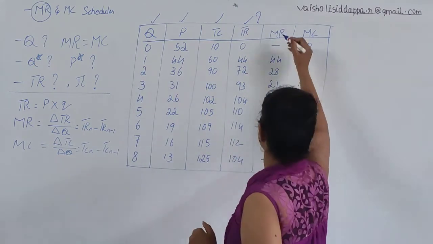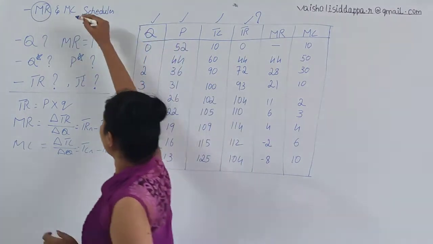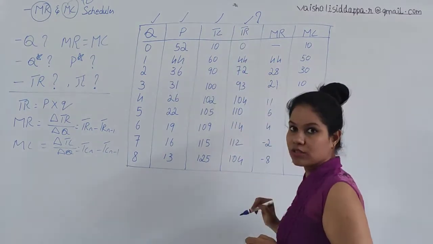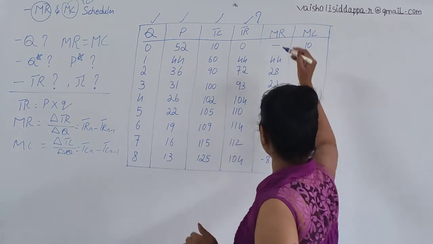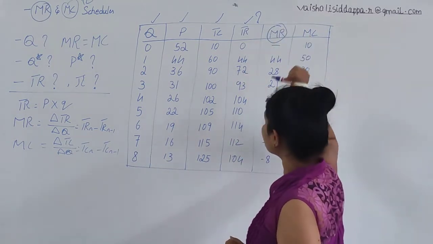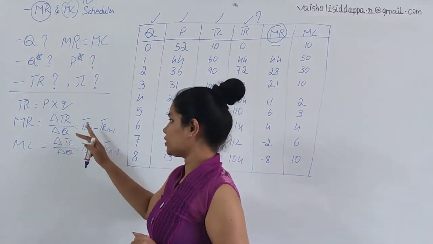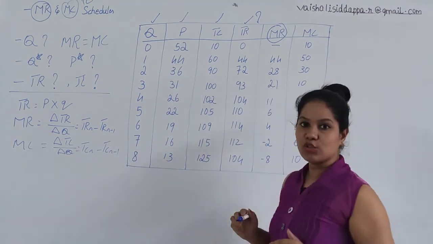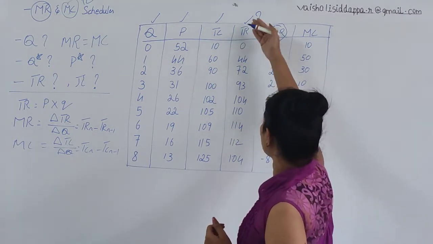And the next one. They've already asked you to find out MR and MC. To find out MC, you need TC. But you have TC here already in the question. So no need to find out TC. The TC is already there in the question. So go with MR. How are you going to find out MR now? To find out MR, you have a formula, change in TR divided by change in Q, otherwise TRn minus TRn minus 1. I've already told you the easiest way: from the second one, keep subtracting the first one.